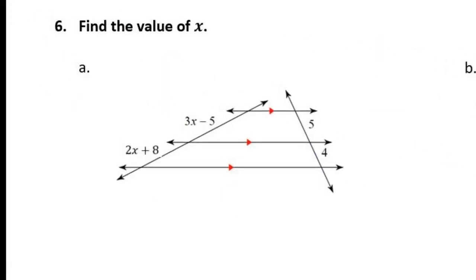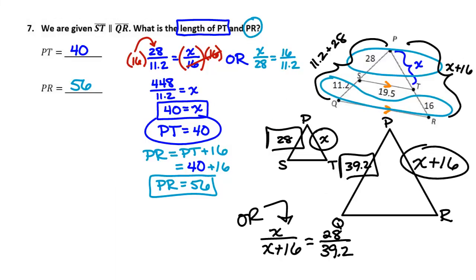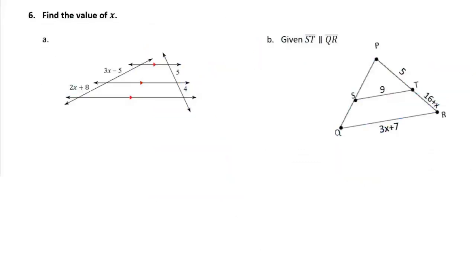Number 6, parallel lines again. Which means I can set it up like this or like this. I can't do this because if you look at part A, I don't actually have triangles. It kind of cuts off before it makes that triangle shape.